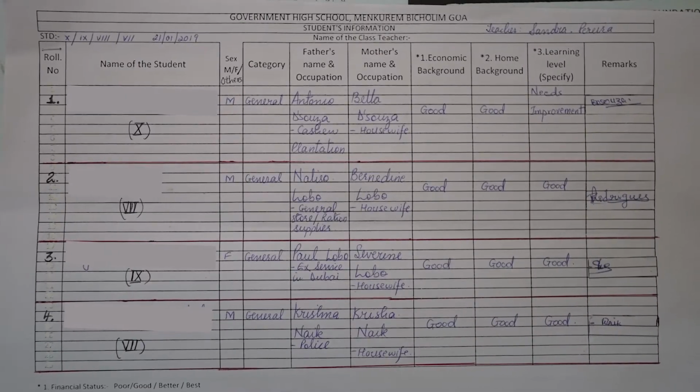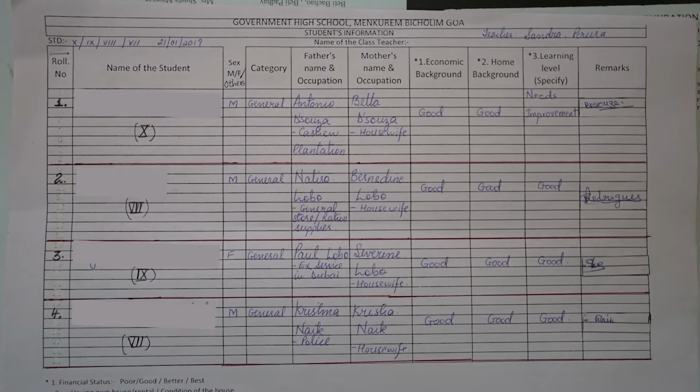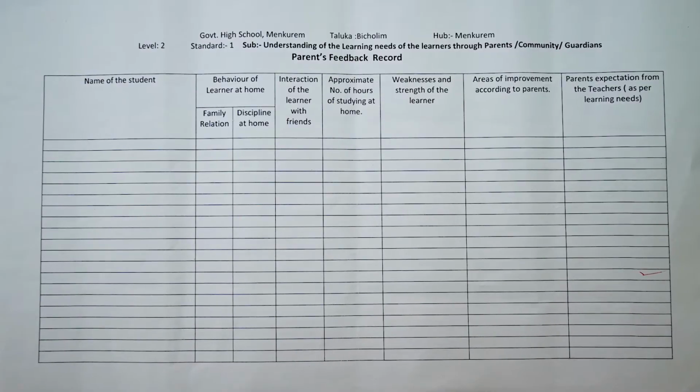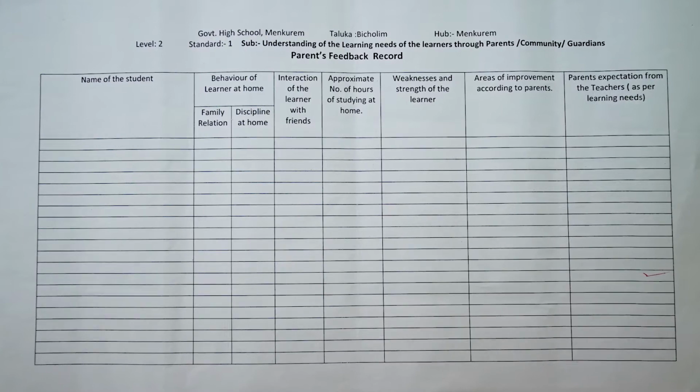Basically, these proformas that we have done, one is the students' information that the respective teacher will have to ask the parent and get all the details. Basically, it includes the father's and the mother's occupation, then the economic background, then the home background and the learning level. Okay, and the second proforma, basically we are stressing here on the parents' feedback record.